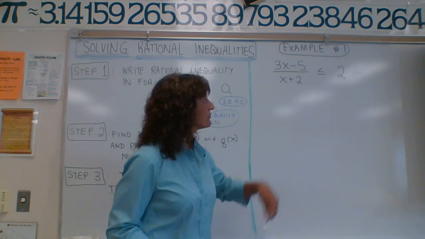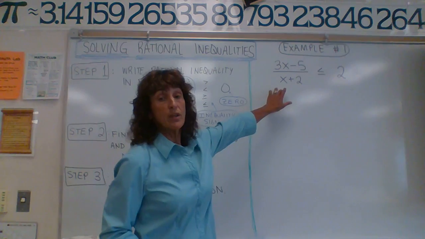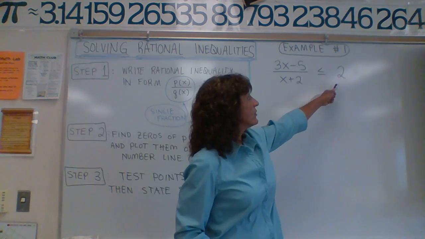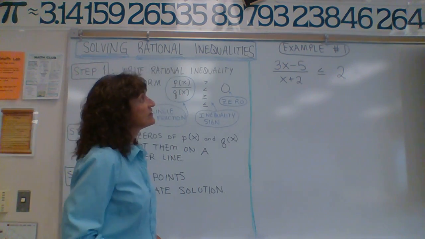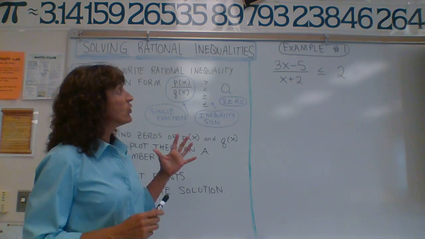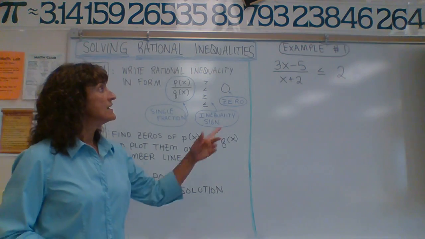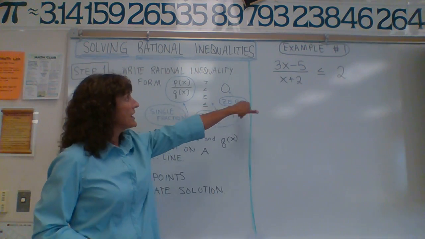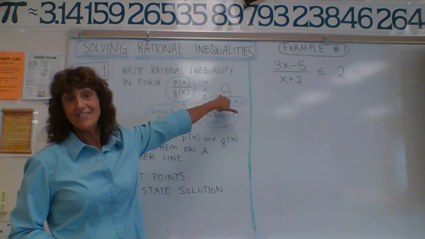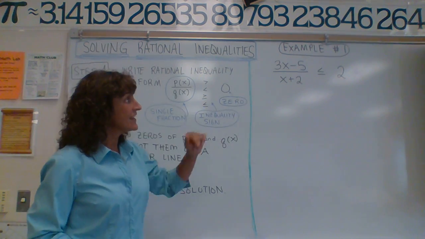This example we're going to do together here is (3x minus 5) over (x plus 2) is less than or equal to 2. So this is the example we'll do. So first, we want to write the rational expression in the correct form. And as you notice, you have a 2 on the right-hand side. Our right-hand side needs to be a 0. So we need to have a 0 on the right-hand side, not the 2.